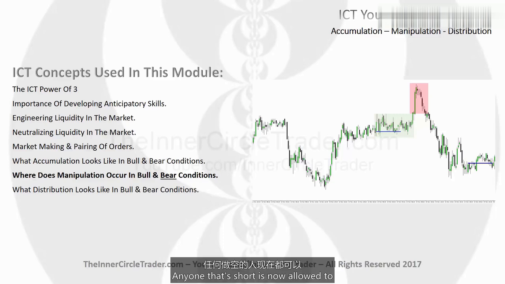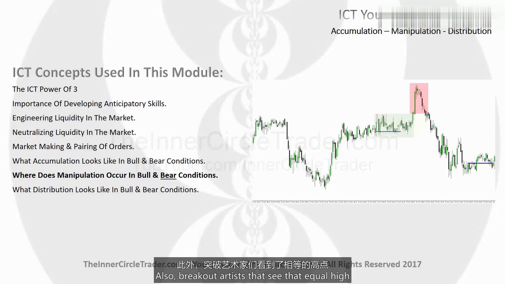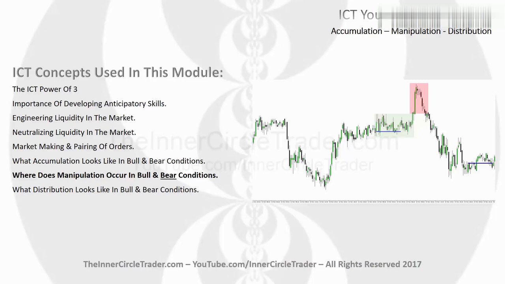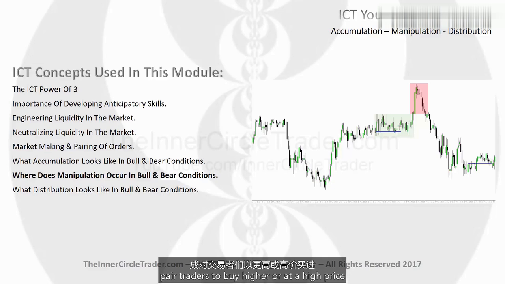Anyone that's short is now allowed to be profitable in the move going lower, so they're neutralizing their shorts by hitting their buy stops. Also, breakout artists that see that equal high to the left of the chart and the consolidation that moves out of that, they would be buying that on a breakout, or trying to buy strength in their eyes. Both are incorrect. What we're actually seeing is the market driving higher to pair traders to buy at a high price, and short sellers in the smart money camp are going to be selling short to those individuals that want to buy at a high price, to make a profit as the market moves eventually lower.